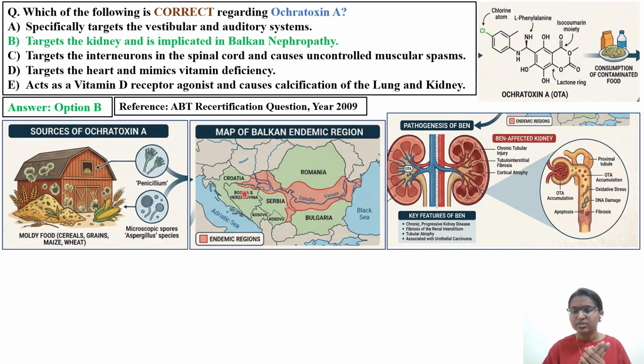Coming to the target organ associated with ochratoxin A, it is the kidney. Particularly, it affects the kidney, causing chronic tubular injury, tubulointerstitial fibrosis, and cortical atrophy.